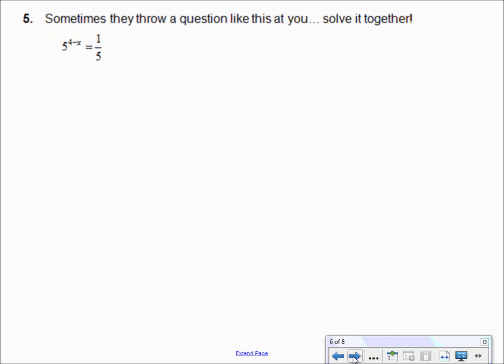Okay, sometimes they throw a question like this at you. Solve it together. So this isn't a problem because we know about negative exponents, right? So 1 over 5. What's 5's exponent even though we don't see it? 1. There's a 1 here. It's a positive, right? Usually we're trying to get rid of a negative, right? But could I bring it up to the numerator and make it negative? Yes.